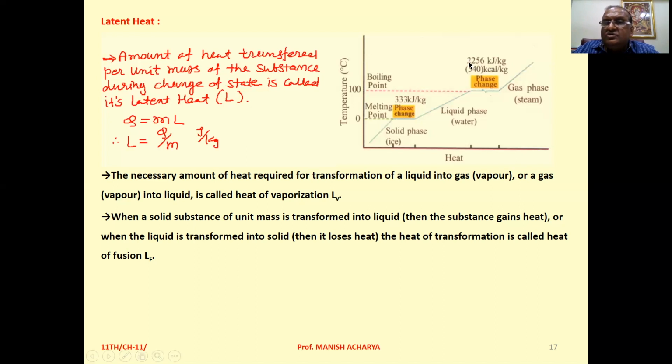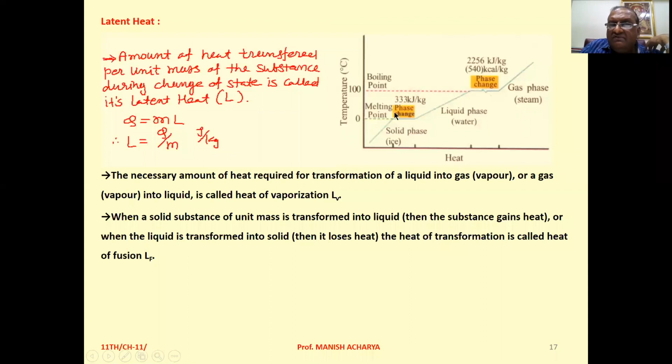And see here, 2256 kilojoules of heat will be utilized per kilogram to change the state of water to steam. Now the steam will also be at 100 degrees Celsius. But then the heat absorbed by it will be utilized to raise the temperature of the steam. So this is the process. Clear to all of you?